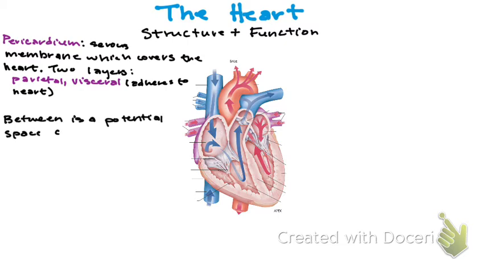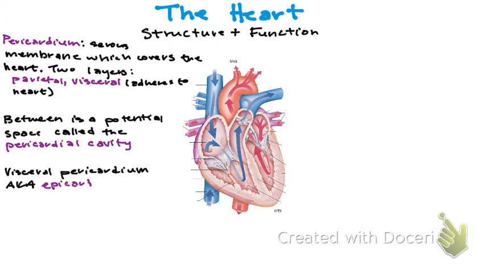And then the rest of the balloon that's not adhering to your hand would be more like the parietal layer. So between the visceral and the parietal layer is a potential space called the pericardial cavity. Usually those two layers are pretty much touching one another, but it is a space where fluid can collect or pus can collect. The visceral pericardium is also known as the epicardium, and that's the outer layer of the heart, so that's the portion of the balloon that's stuck to your hand.